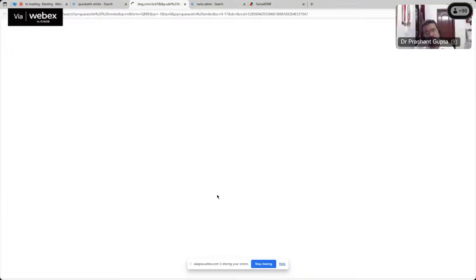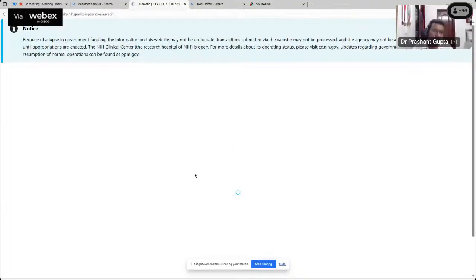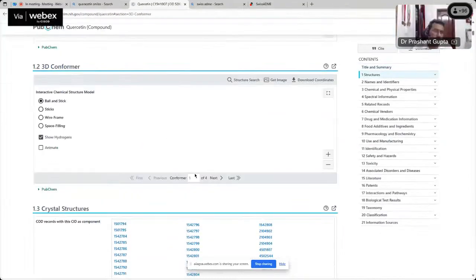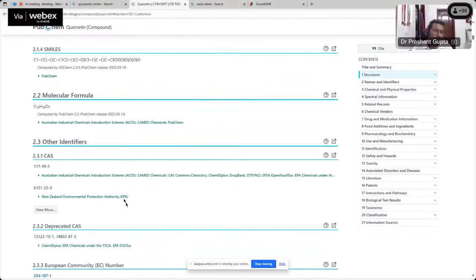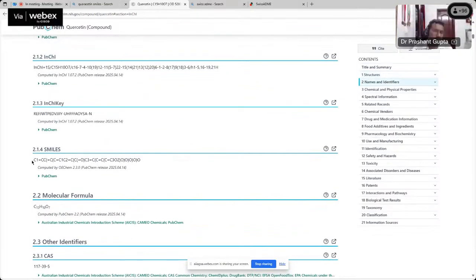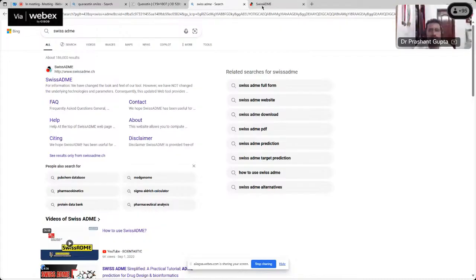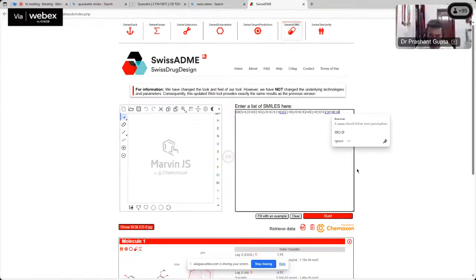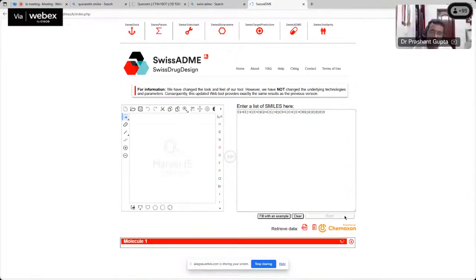PubChem. You just see it if it is visible. Yeah, this is SMILES. Just copy it from here. It is as simple as copy and paste. You just put it here and just run. The computer would do everything.